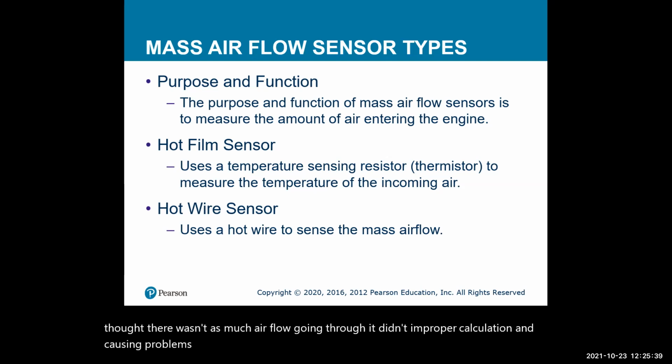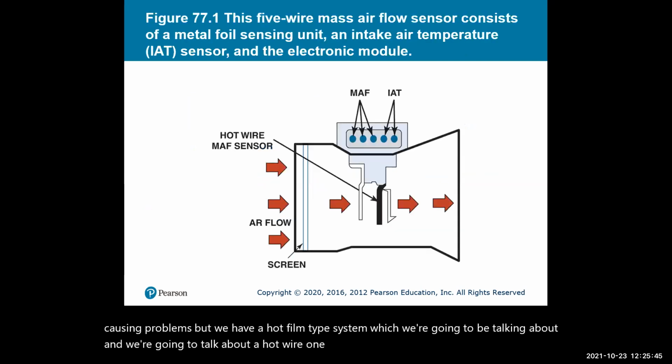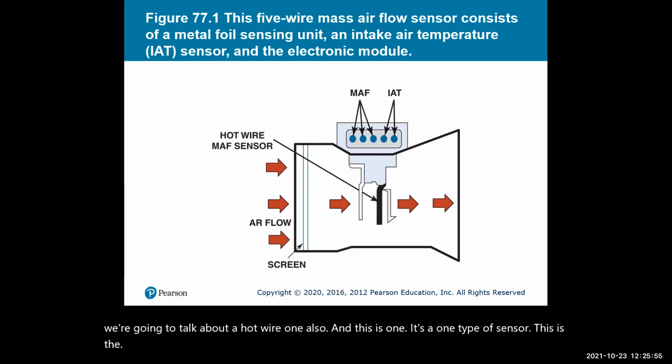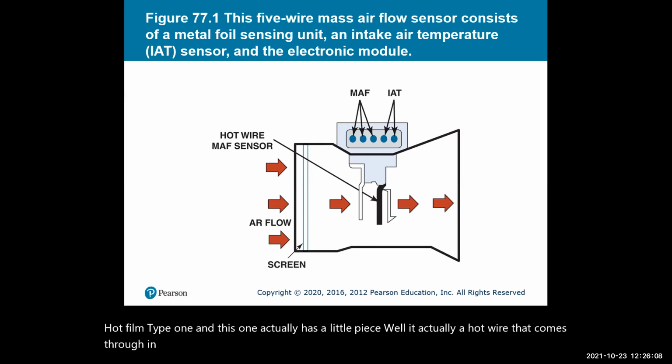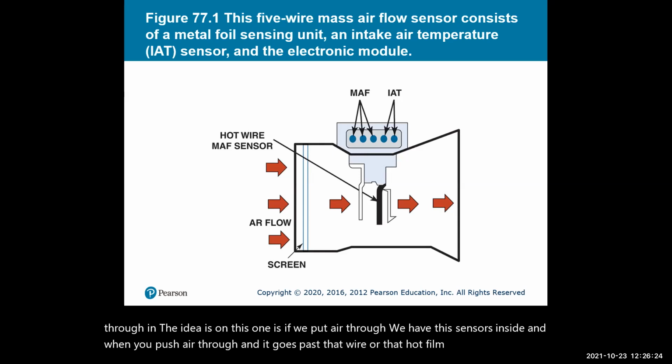But we have a hot film type system, which we're going to be talking about, and we're going to talk about a hot wire one also. This is one type of sensor, the hot film type, and this one actually has a little hot wire that comes through. The idea is that when you push air through and it goes past that wire or that hot film, it causes it to cool down a bit.